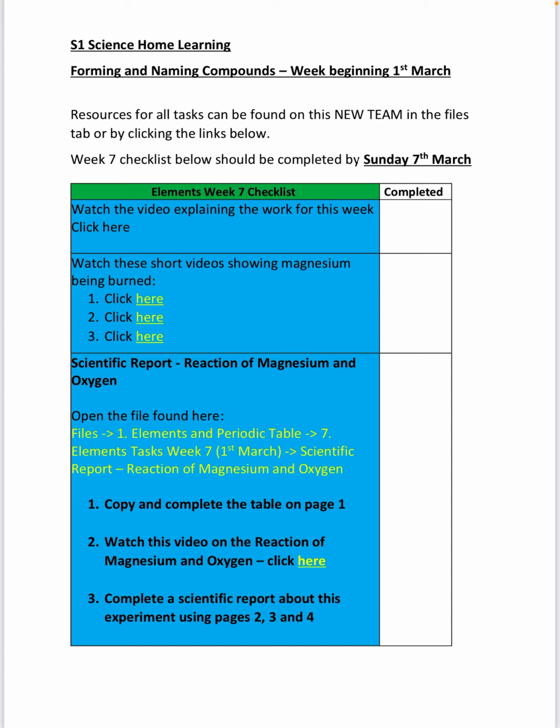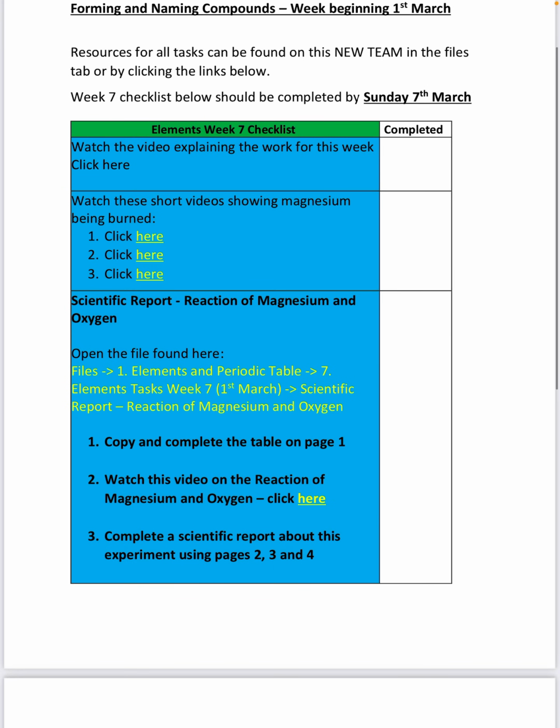There's a very simple experiment that shows a compound being made, and it's all about burning magnesium. Now, ideally we'd be in the classroom and you would get to do this for yourself, but we're just going to have to make do with watching a couple of videos about it. There are 3 very short videos here showing magnesium being burned. I want you to use your observation skills and pay careful attention. What do you see happening here? We're then going to write this up as a scientific report, and I'll show you the file in a second.